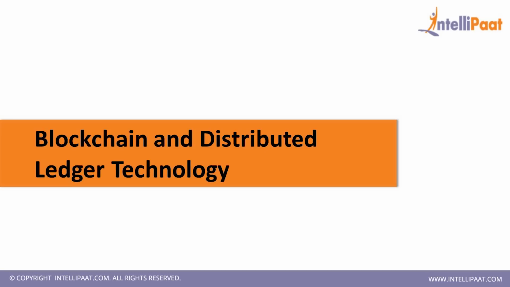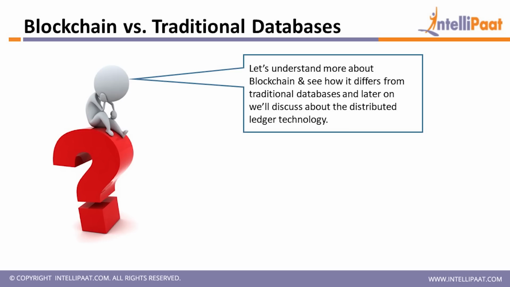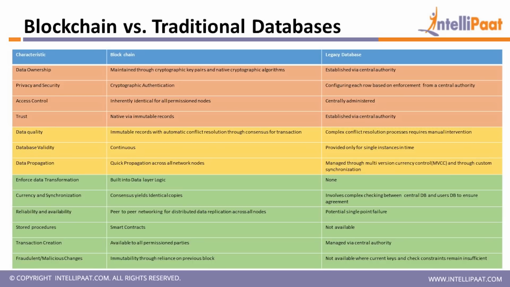Now, blockchain and distributed ledger technology: how do they differ from traditional databases? Let's understand more about blockchain and see how it differs from traditional databases. Later we will discuss distributed ledger technology as well. This whole table compares blockchain versus traditional databases in terms of various properties, or you can say areas or features. First is data ownership. In blockchain, it is maintained through cryptographic key pairs and native cryptographic algorithms, using public and private key pairs for encryption and decryption of the information sent over the network.